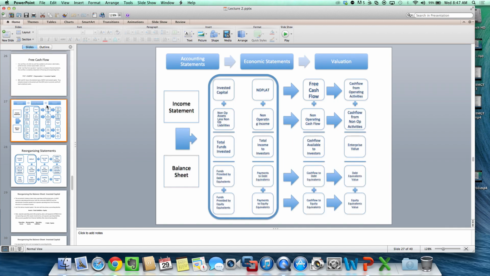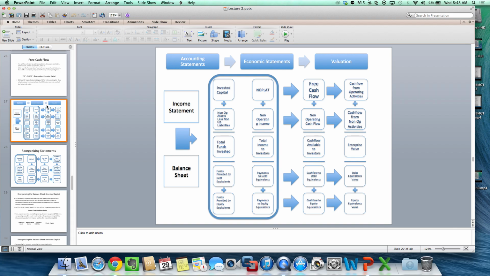a couple of terms that we'll define, but I think it'll be helpful if we use this graphic to understand what we are about to do. Okay? And so the idea is that we're about to move from GAAP accounting statements to what we're going to call economic statements, and it's these economic statements that will drive the cash flow value of the firm. Okay? So that's really the overall process that we're about to do.